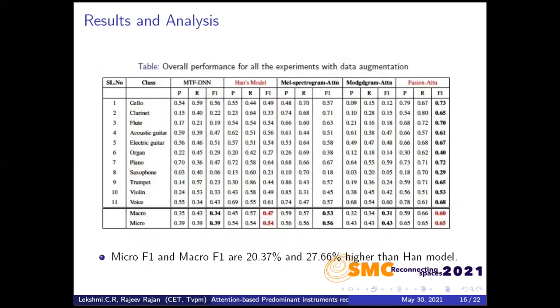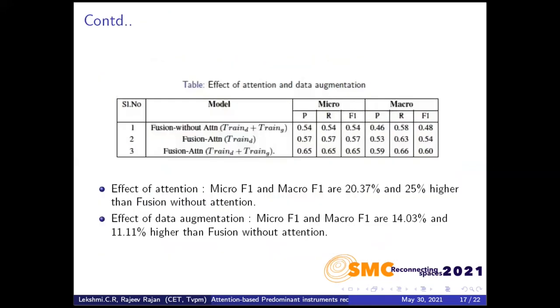Next, moving to results and analysis. The table represents the overall performance of all the experiments with data augmentation. Micro F1 and macro F1 are 20.37% and 27.66% higher than the state-of-the-art Han model. This reveals the importance of phase information along with magnitude information.